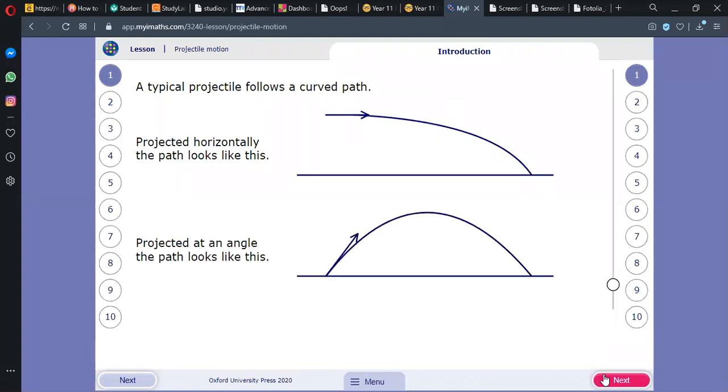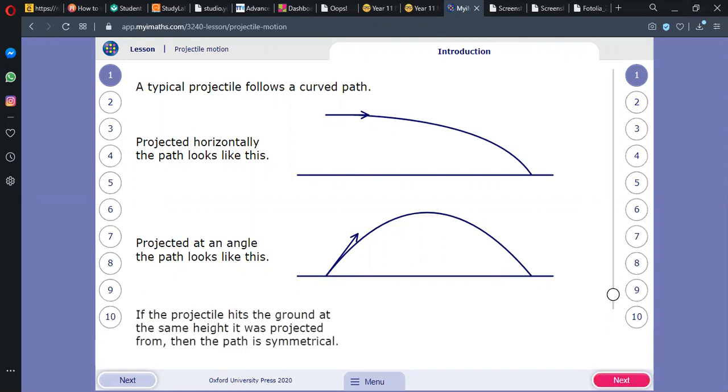Now, moving on. When you have an object which is projected at an angle, the path that it takes looks like this. It goes this way, and then it drops back again. Okay, it's projected at an angle. That means you're not projecting it directly horizontally. You are projecting it horizontally, but at an angle. So you set it in such a way that the path moves this way.